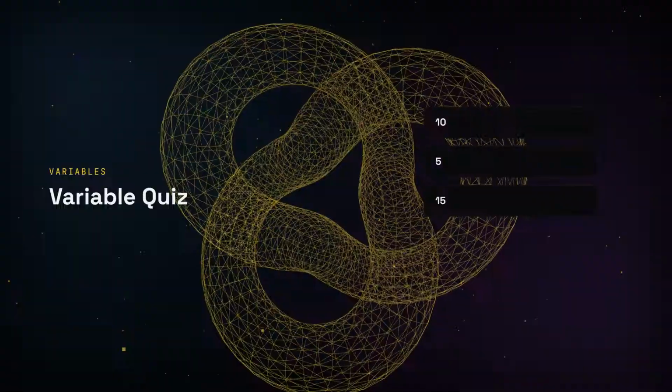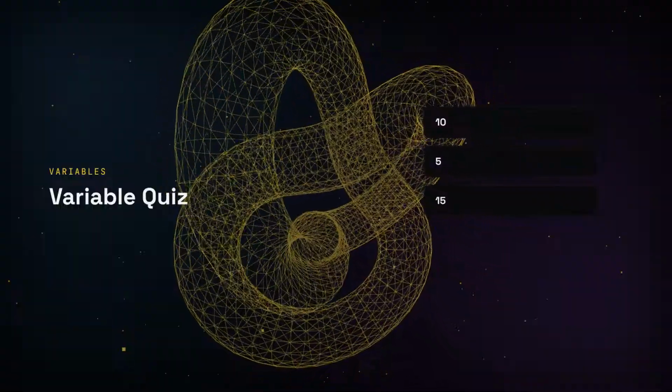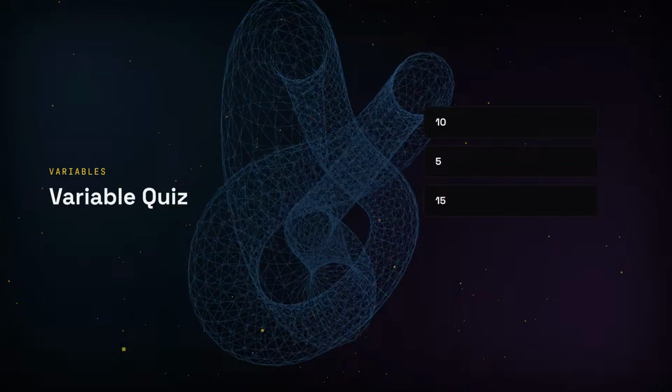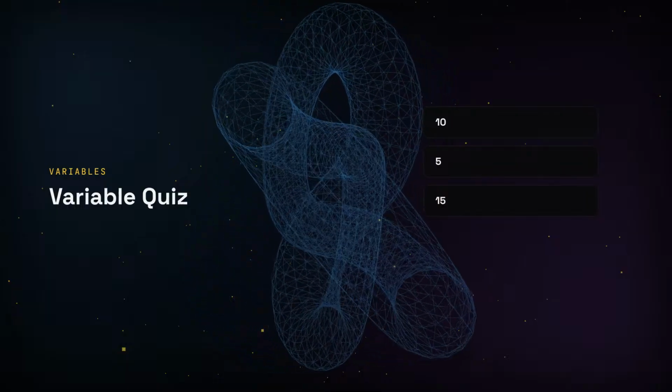It is time for your first interactive practice quiz. Look closely at the Python code displayed on your screen. If we run x = 10, then y = 5, and finally x = y, what will be the final value stored inside the variable x?